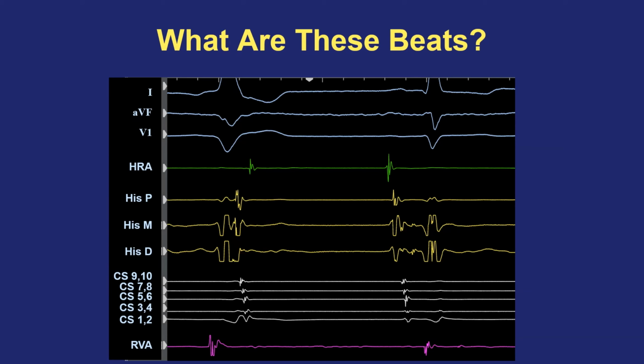The reason that we know this beat, of course, is not a sinus beat that happens to occur on top of the PVC is because the high right atrial event happens late rather than early. This is the sequence we would have seen if this were a simultaneous sinus beat on top of the PVC.